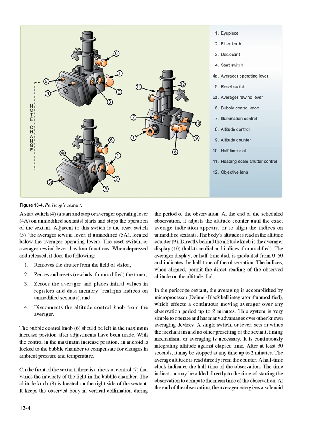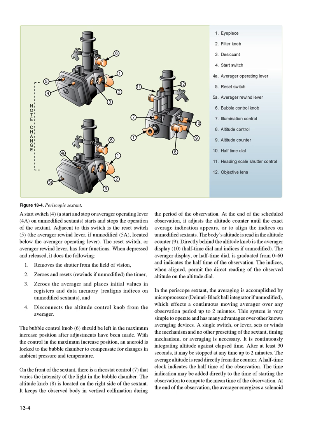A start switch, 4, a start and stop or averager operating lever, 4A, on unmodified sextants, starts and stops the operation of the sextant. Adjacent to this switch is the reset switch, 5, the average or rewind lever, if unmodified, 5A, located below the average or operating lever. The reset switch, or average or rewind lever, has 4 functions.